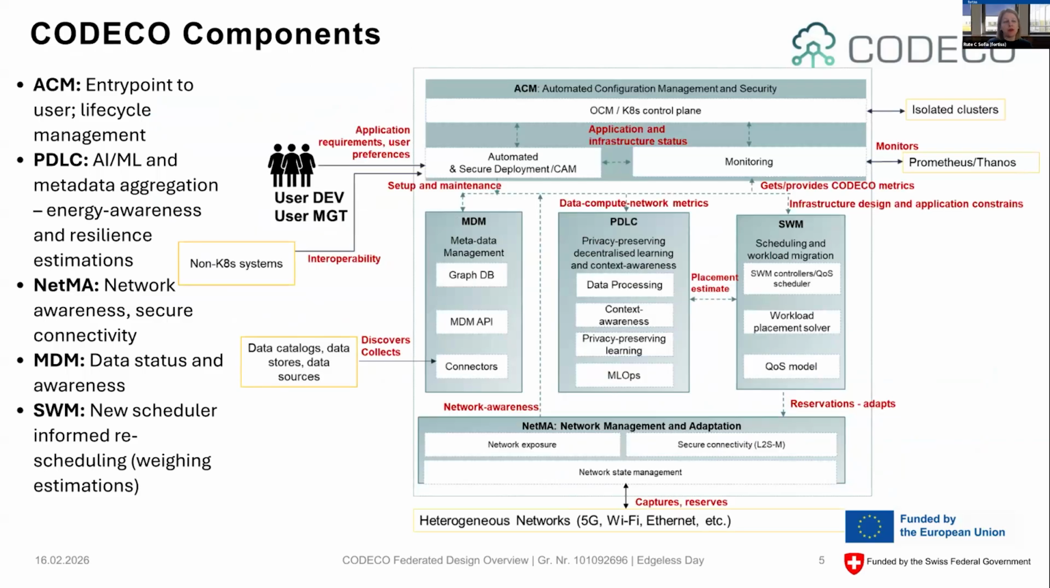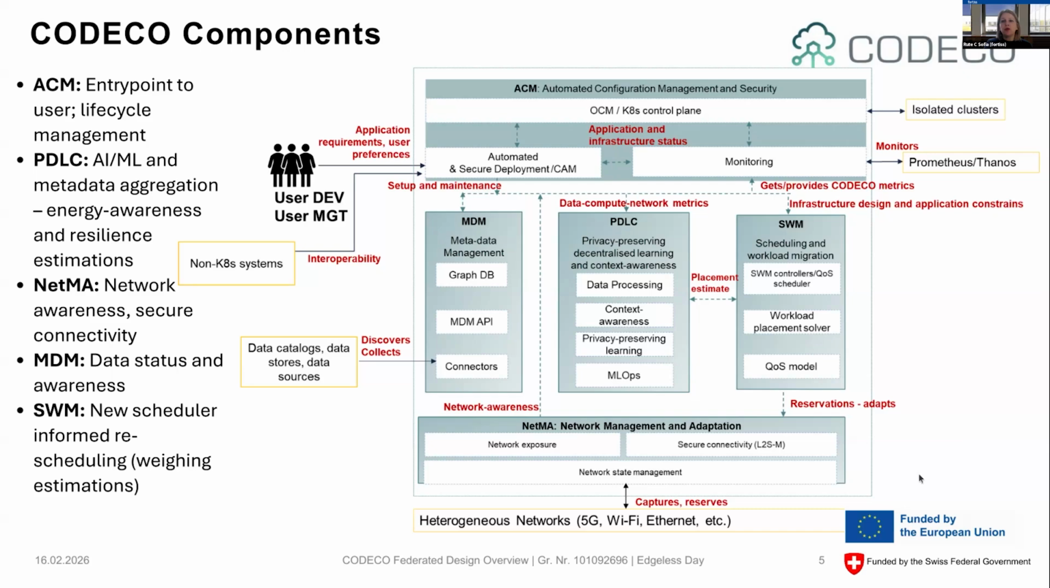And so what kind of components do we have? So this is CODECO. CODECO is a set of 5 components, what we call Eclipse CODECO. The user is a developer or a manager of the application across the continuum. When the user wants to deploy the application, the first step is, of course, to install CODECO. And this means using the component that you see on top, the ACM, automated configuration management and security. That's what the user sees. It's an operator, and then all the other components are deployed automatically in the right places. I will explain this in a minute.